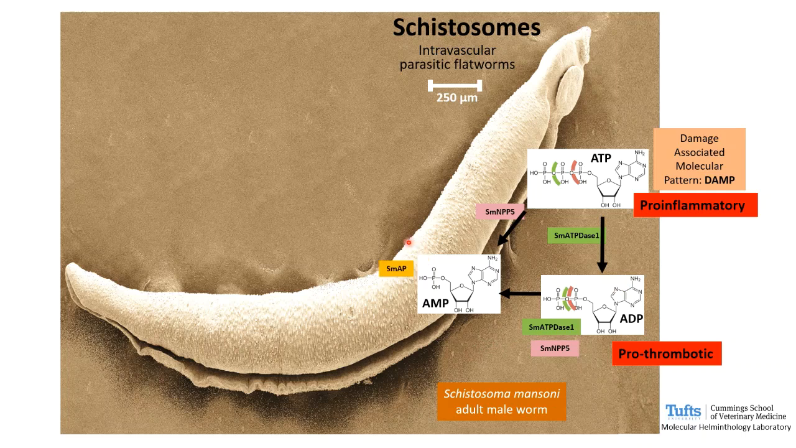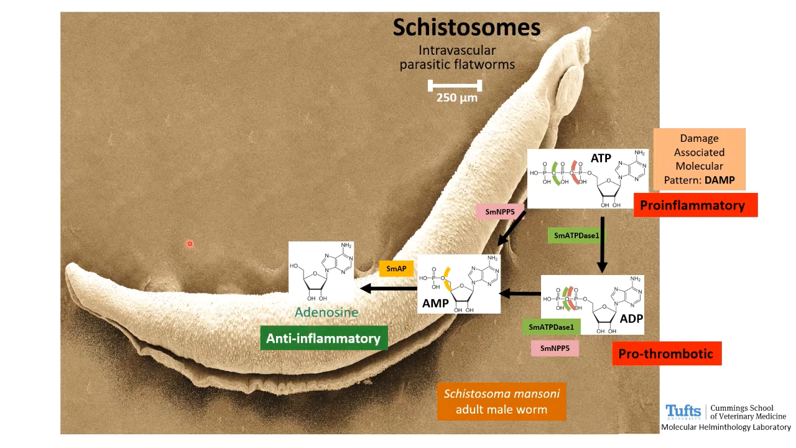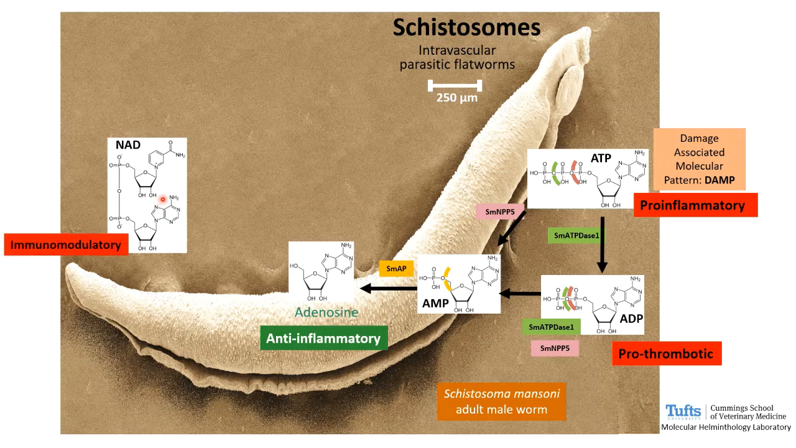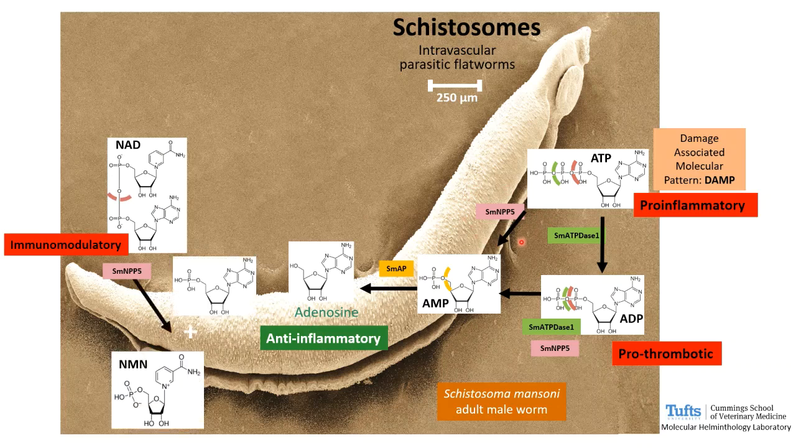A third exposed ectoenzyme is alkaline phosphatase that can remove the phosphate from AMP to generate adenosine, which is anti-inflammatory. Again, we imagine this benefits the worms in situ. Another purinergic signaling molecule that the worms may encounter is NAD. It can be immunomodulatory, and this exposed enzyme NPP5 can cleave NAD to generate these products NMN and AMP.